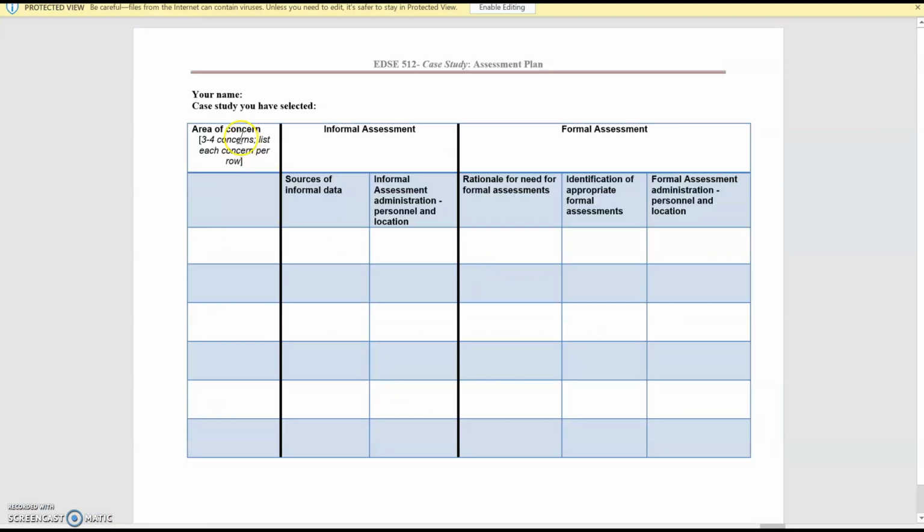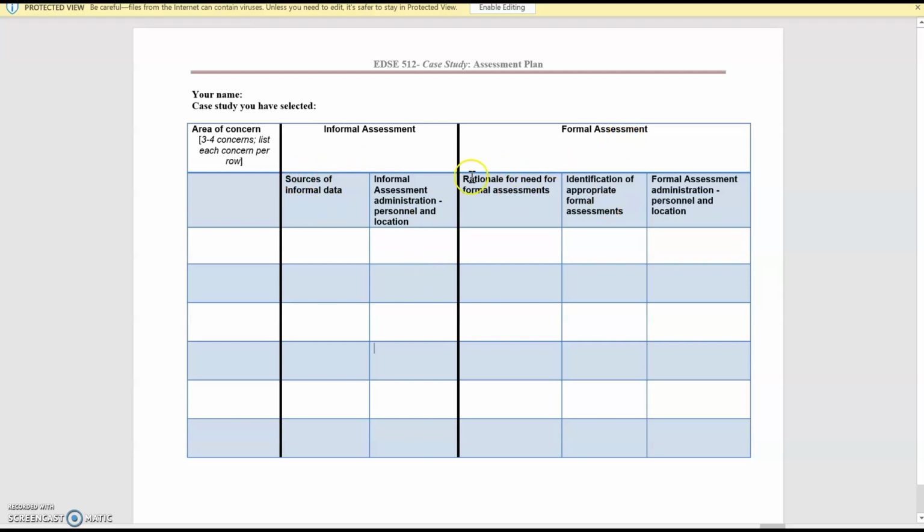So you'll want to identify at least 3 to 4 areas of concern. You'll list one in the row here. It could be academic, speech language. Those are just some examples, social, emotional, behavioral. And then you'll list sources for informal data and who will be responsible for this. So what kind of informal data will you be taking, and who will do it, and where will they do it? Okay, so don't just write special education teacher in every single one of these boxes. Think about which provider would be relevant to gather this informal data.